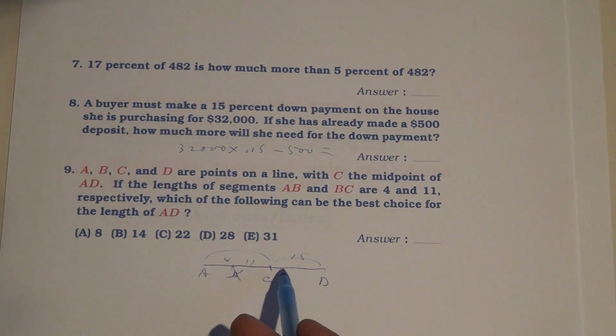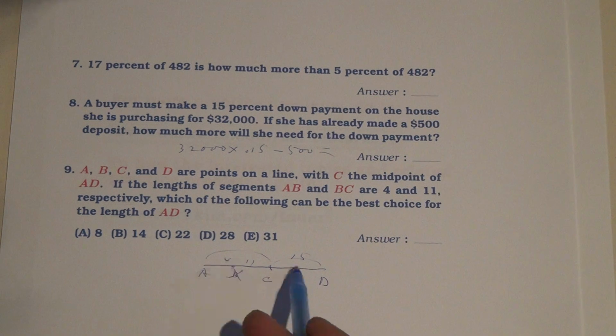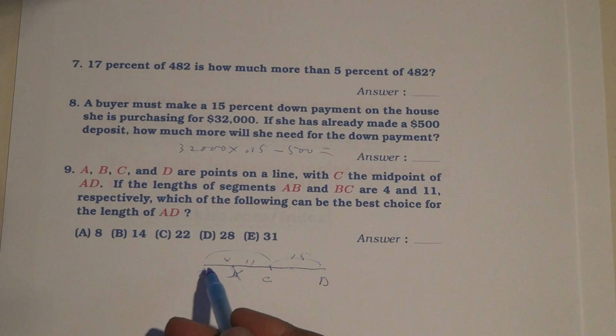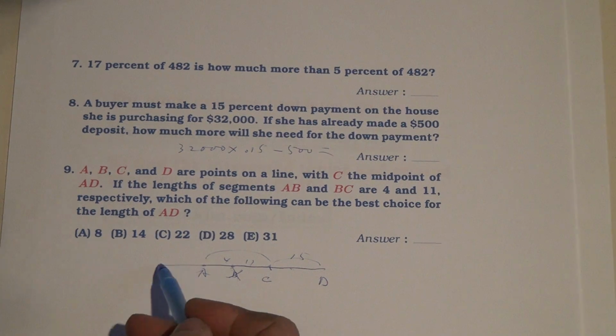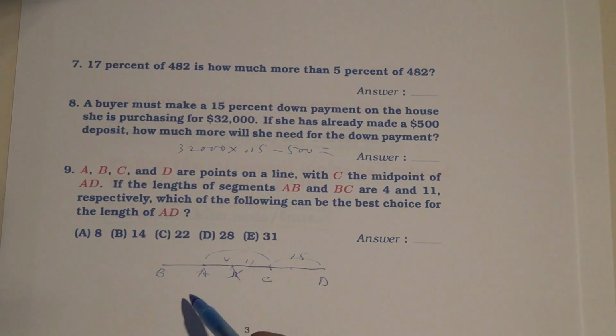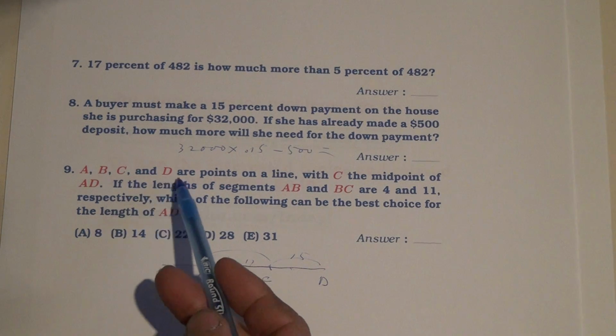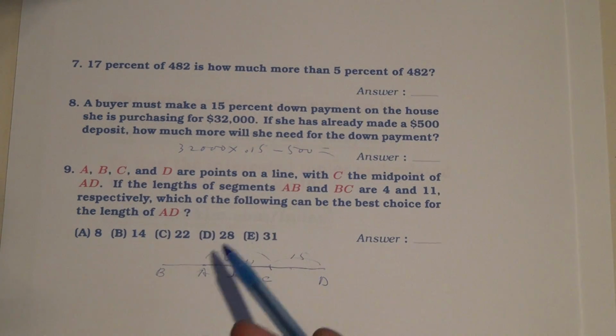Now you think about B somewhere here. Then AB is 4, BC is 11. Not possible. So not between C and D. Then another possible way is the other way here, B. Because they didn't say the A, B, C, and D are in order. Okay? They didn't say that.